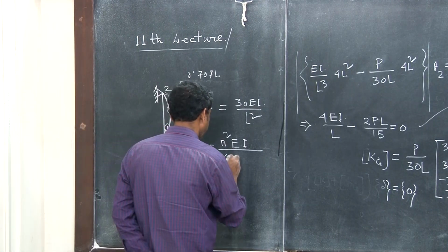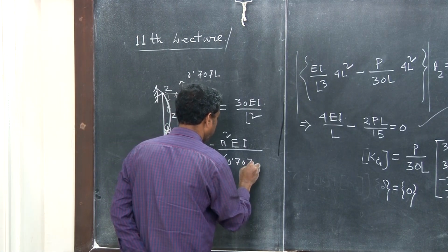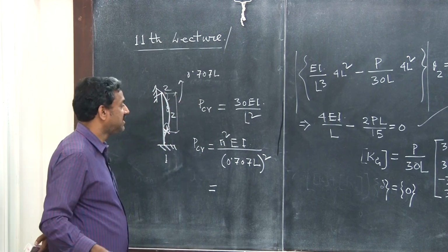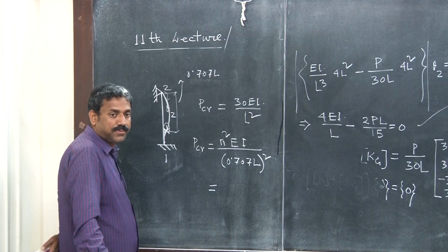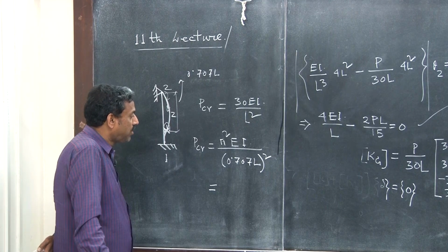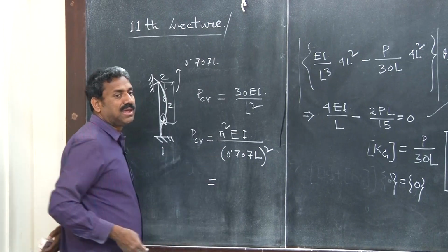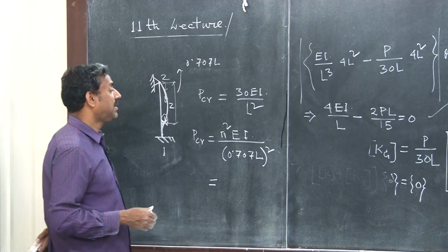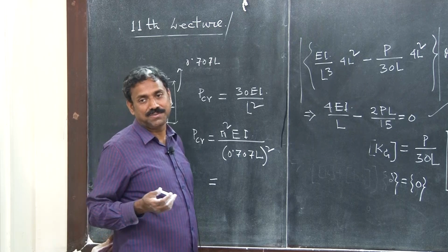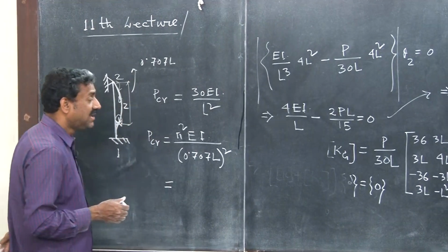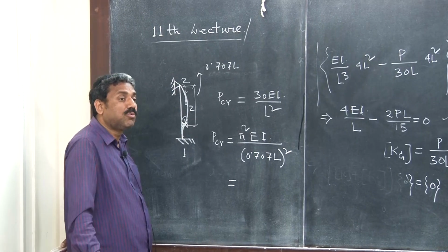So with 0.707 L squared, you see how much it is coming? Could you please tell me how much it is coming? I think it will come to 28 something, okay. So there is a little difference. And the difference is because the finite element is an approximate technique, right?